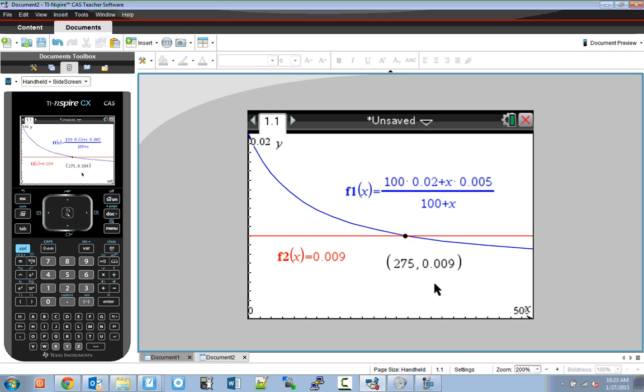We knew the y value would be 0.009 because that's the concentration we're looking for. What the x value tells you, that 275, is how much of the 0.5% solution you're going to have to add to the 100 milliliters of the 2% solution in order to get the right concentration of 0.9%. You can just graph the two functions, find the intersection, and the x value is how much you have to add.